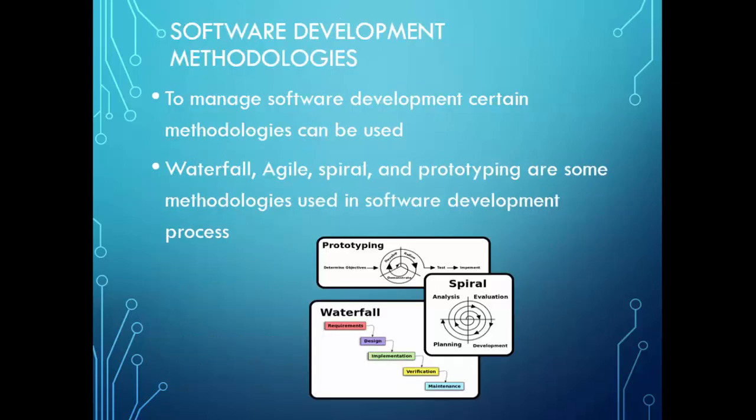The different methodologies that have been used in software development: there are certain methodologies that can be used, such as waterfall. I will talk about that in a minute. The agile, the spiral, and prototyping, those are some methodologies used in software development from many different methodologies, and maybe those are the common ones, and sometimes there are others that can be used.